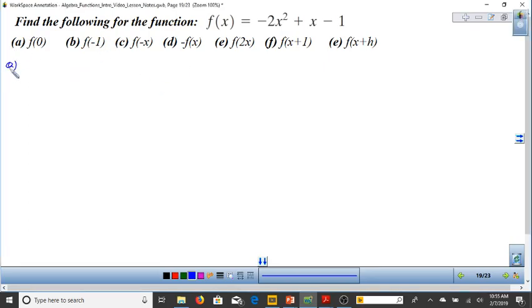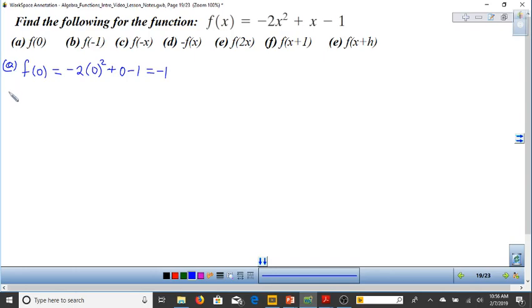So for part A, f of 0 simply means replace all your x's in the function with 0. So it's negative 2 times 0 squared plus 0 minus 1. Now 0 squared is 0, and negative 2 times 0 is 0, and 0 plus 0 plus negative 1 is just negative 1. So the answer is negative 1.